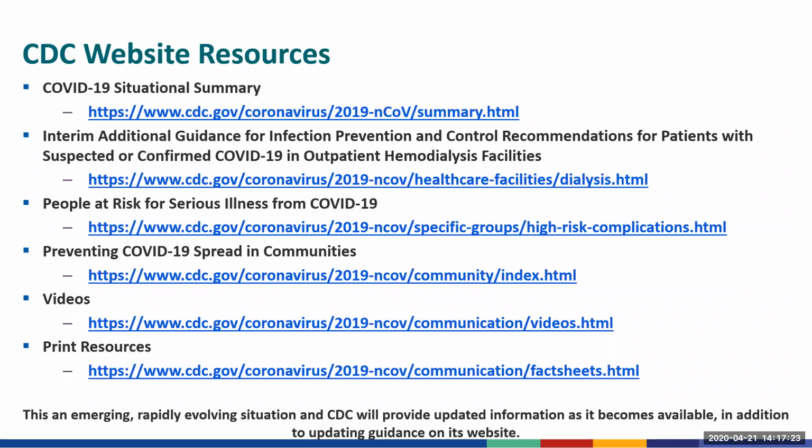The guidance reviewed today, as well as additional CDC resources, are available on the CDC website. This slide lists a few links that you may find helpful. This is an emerging, rapidly evolving situation, and CDC will provide updated information as it becomes available, in addition to updating guidance on its website.